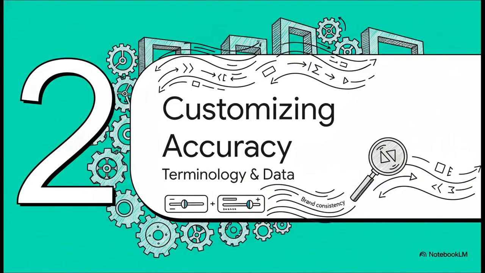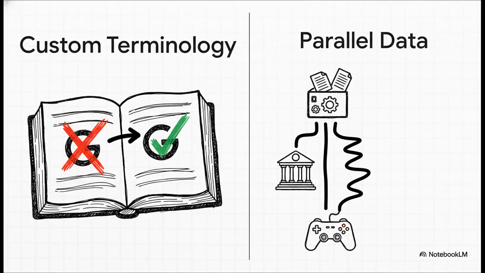Okay, so we know how to get translations, but how do we make sure they're the right translations? This is where customization comes in. It's all about fine-tuning the output to meet your specific business needs, whether that means protecting your brand's identity or matching a very particular style of communication. Amazon Translate gives us two really powerful tools to do this.